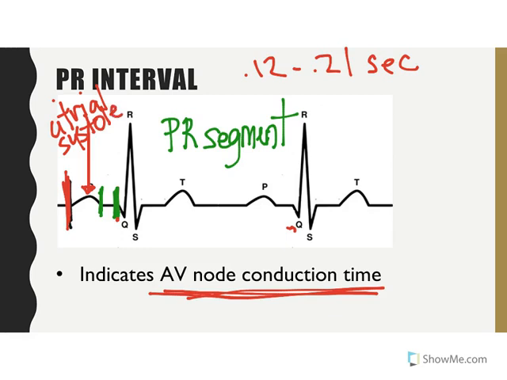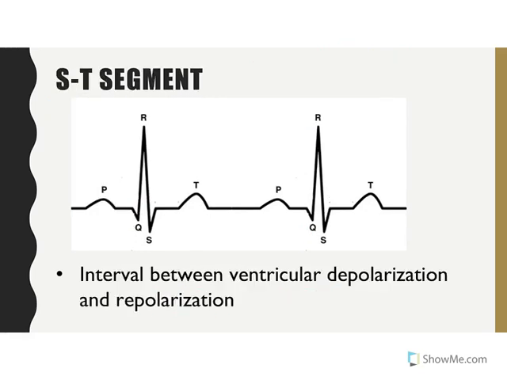So the atria are contracting to top off the ventricles. We're having time before the ventricles begin to contract. The next component we're going to look at is something called an ST segment. The ST segment is from the end of the S to the beginning of the T wave.